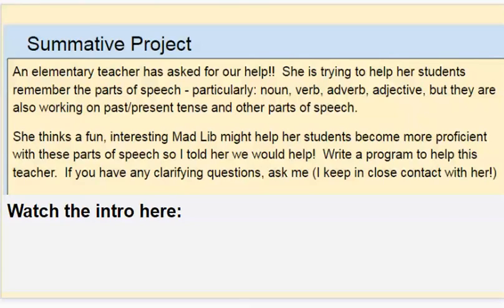So you're going to be writing a Madlib program using all of your new Mad skills. Do you see what I did there? With the input boxes. So let's just talk about that. First of all, it's important to understand the problem.